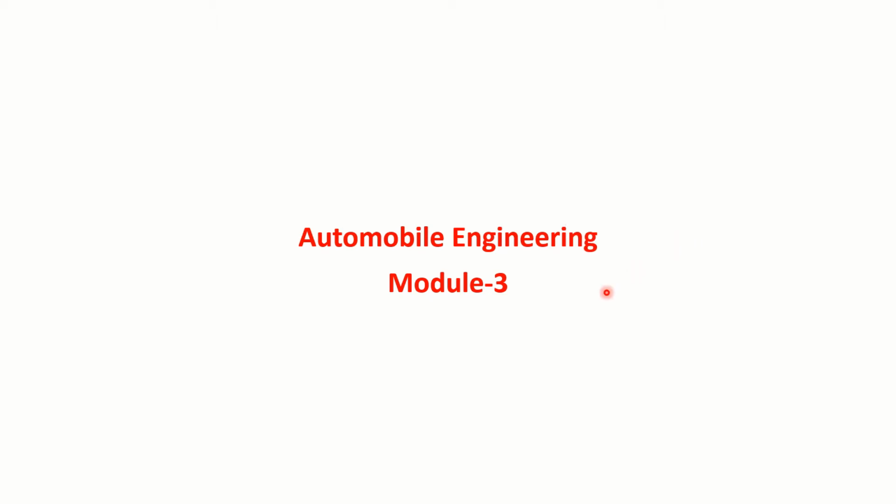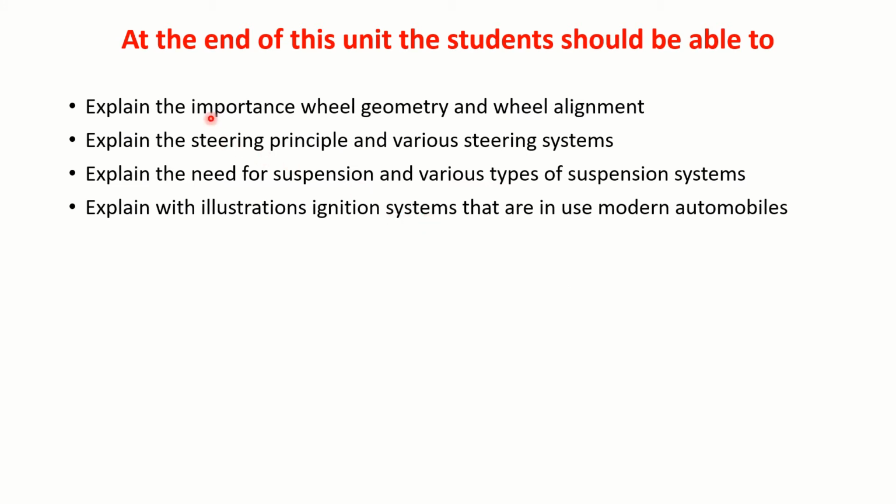Now we'll consider module 3. So far we have discussed module 2 and module 1. Now in this module 3, basically we deal with the importance of wheel geometry and wheel alignment, steering principle and various steering systems, the need for suspension and various types of suspension systems. In addition, we'll also consider illustration of ignition systems that are used in modern automobiles, which I could have dealt with in module 1 itself.